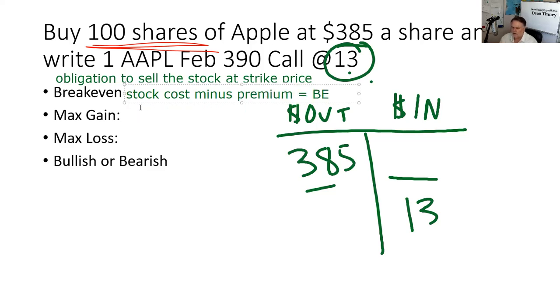So here our stock cost is $385. And we brought in 13 points for the option. And so we're net out of pocket... Again, Dean's arithmetic is terrible. It's got my calculator right here.